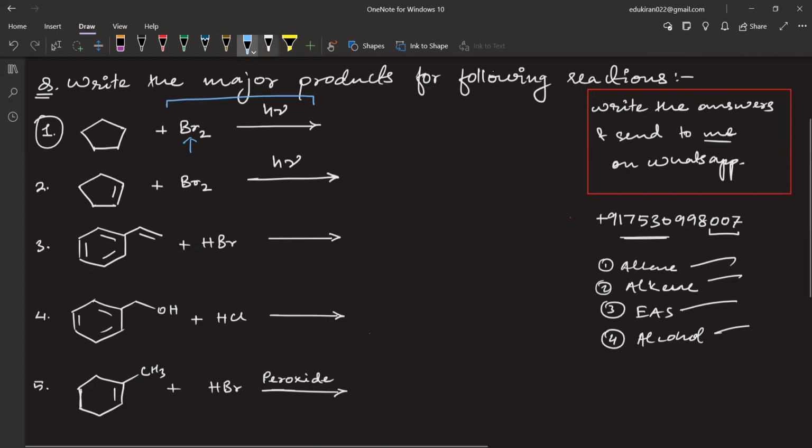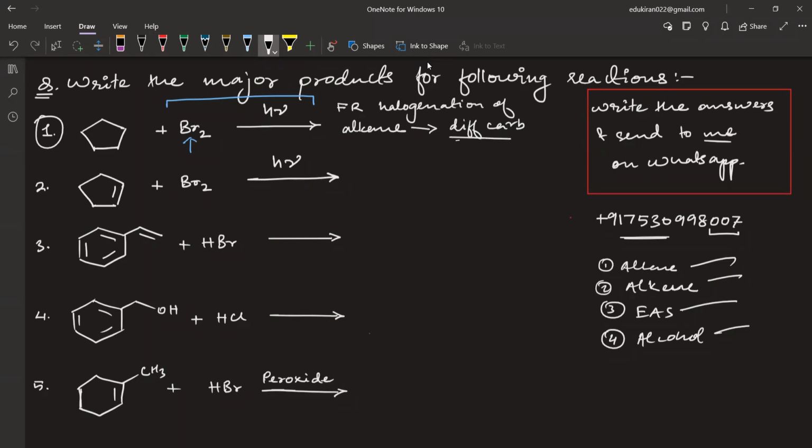So this is an example of free radical halogenation of alkane. Whenever you have free radical halogenation of alkane, what do you see? You see the different types of carbon atom. And if there are 4 types of carbon atom, then you will be getting 4 monohalo products. That is how you have to write the answers. Now for this case, you only have 1 type of carbon. That is why the answer will be: the Br will attach on any one of the carbon, replacing the hydrogen.